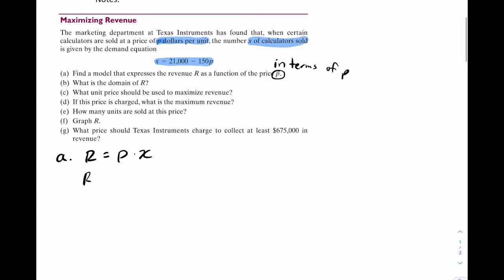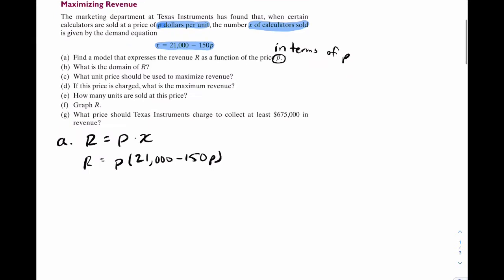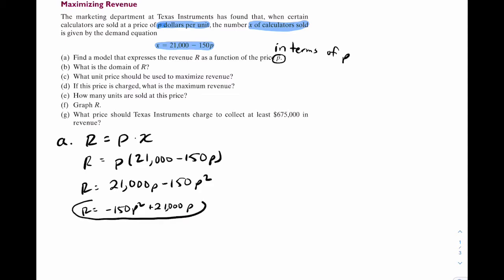So we come back to our equation. So this P is okay, but X, notice how they gave you this fact. X is 21,000 minus 150p. So you simply plug it in. And now that the X is gone, we can simplify. Revenue is equal to 21,000p minus 150p squared. So revenue is negative 150p squared plus 21,000p. And there's the answer for letter A.